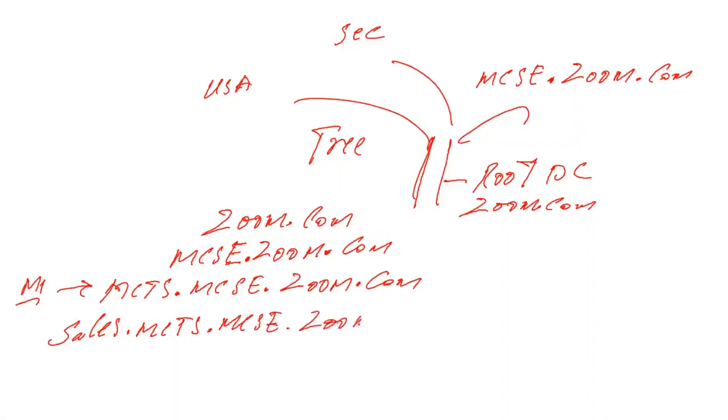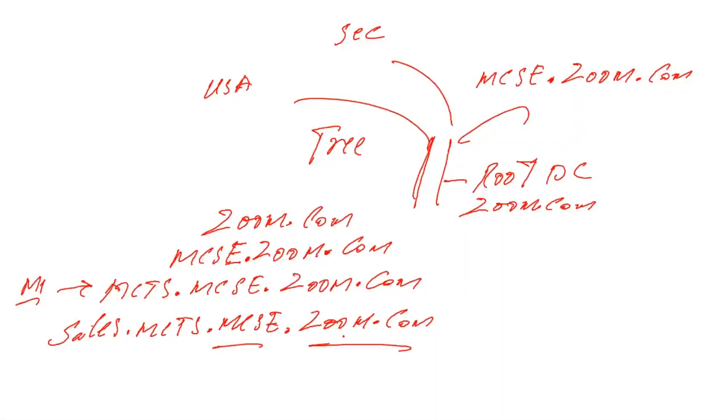Sales.MCTS.MCSC.Zoom.com. Now tell me, how many domain names are displaying in front of you? Four. One is sales, one is MCTS, one is MCSC, one is Zoom.com. So sales information is there in MCTS, and sales and MCTS information is there in MCSC, and sales, MCTS, MCSC information is there in Zoom.com. And now tell me who is the root server here? Zoom.com is called the root server. Who are the subdomains here? MCSC, MCTS, and sales.